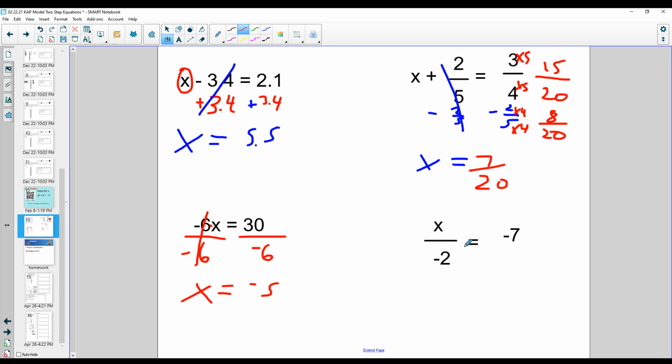And last but not least, to undo, is X isolated? No. To undo a division, we need to multiply both sides by -2. Multiply both sides by -2. This cancels. X equals 7 times 2 is 14. Negative, negative makes positive, and the answer is 14. To check your work, 14 divided by 2 is 7, but -2 makes it -7.